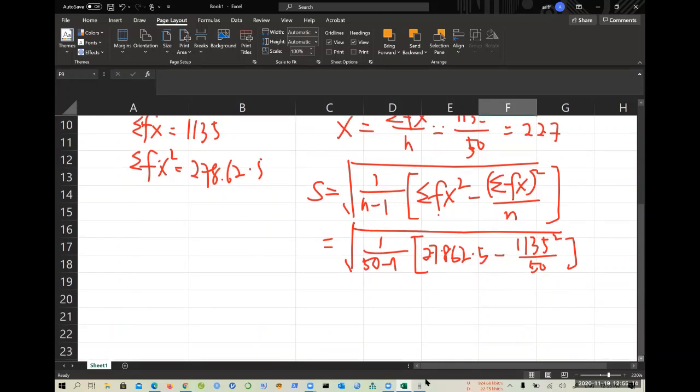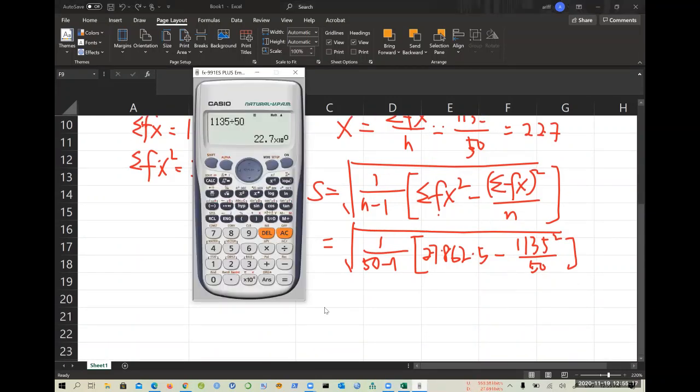To find the value of S using manual calculation, what you can do is work out the bracket first, using the PEMDAS method. So first calculate 1135 to the power of 2. If you want to do it all at once, you also can, but be careful with the values. If you want to do it at once, it's okay for you, right? But I will show you step by step first.